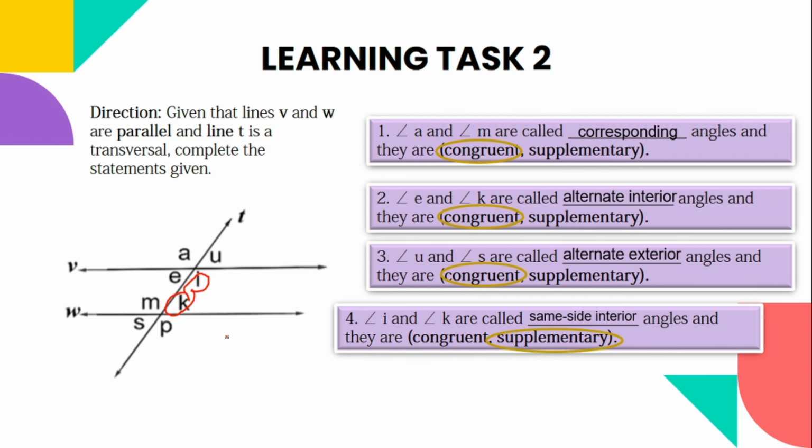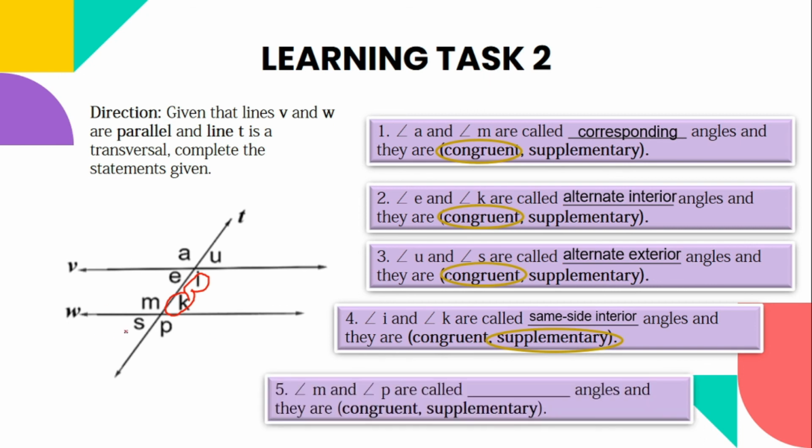Last, angle M and angle P. What is the relationship of these two angles? Right, we have intersecting lines. We discussed this last time. It was not among the 5 we gave earlier. But these are a pair of vertical angles. Right? Two lines intersect. So, the angles opposite each other, we call them vertical angles. And last time, we concluded that vertical angles are congruent.